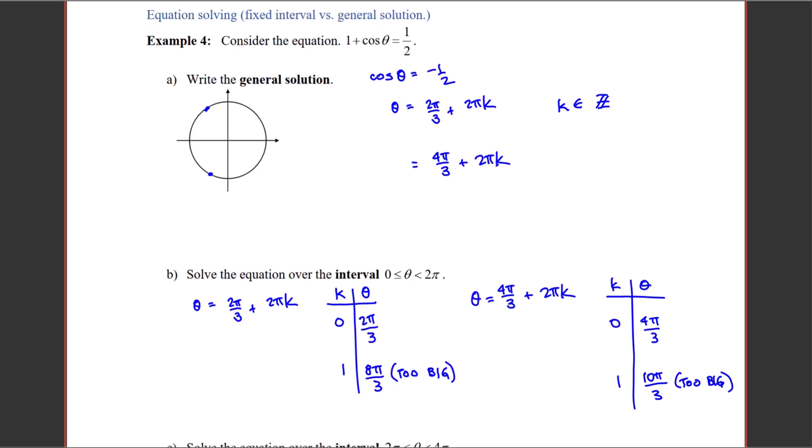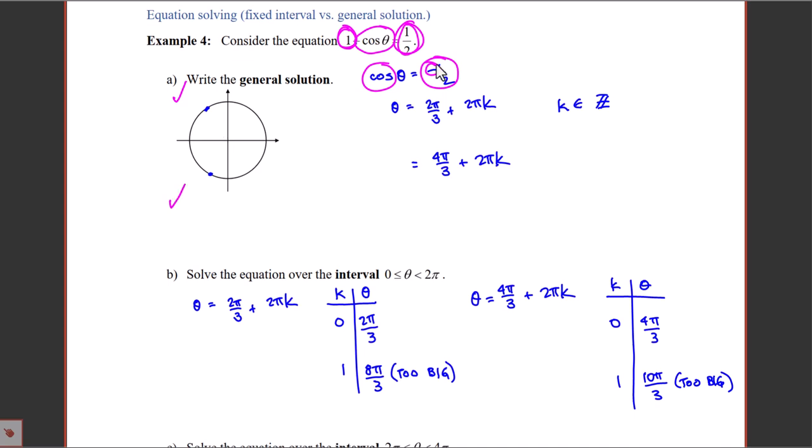Okay, let's add a small twist to this, not a big deal. To get this cosine of x by itself, I subtract 1 from both sides. And a half minus 1 is negative a half. Cosine is negative in the second and third quadrant where x is negative.